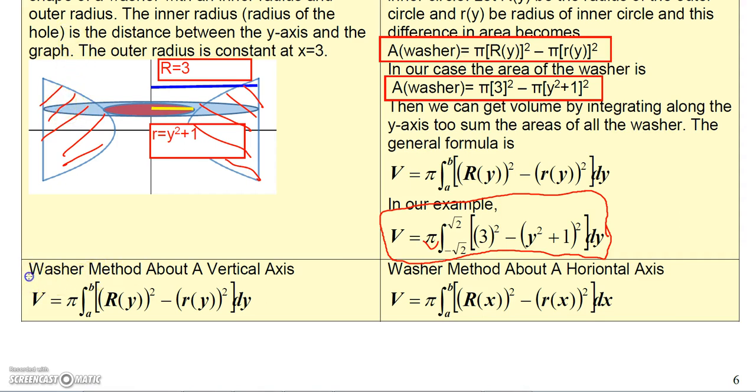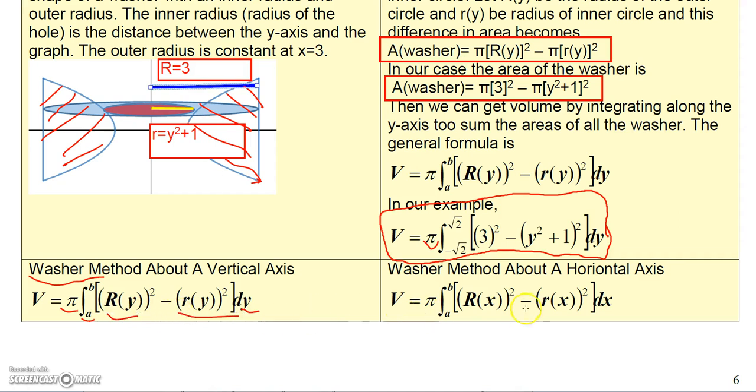So if you want the washer method about a vertical axis like I did here, then the volume is going to be pi, and then you're going to integrate from the lower level to the upper level, and then you're going to take the outer radius squared minus the inner radius squared dy, and these are going to be functions of y.